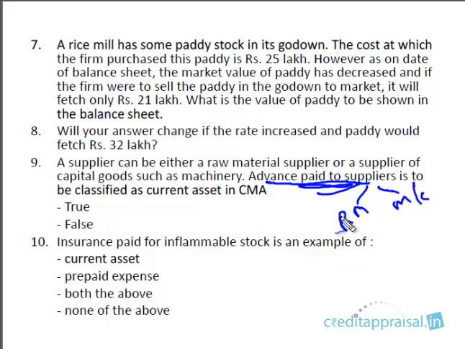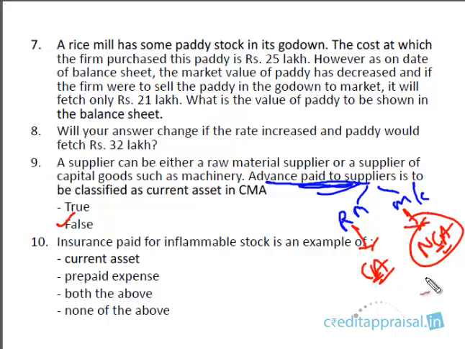Well, not all advance paid to suppliers is a current asset. So this is broken down into raw material and machinery. The advance paid to raw material suppliers you can classify as a current asset, whereas the advance paid to suppliers of capital goods you're going to classify as a non-current asset. So the answer is false. Why are you going to classify it as a non-current asset? Tomorrow, in the next balance sheet date, this machinery is going to be converted into a fixed asset. It's not going to move into current asset.